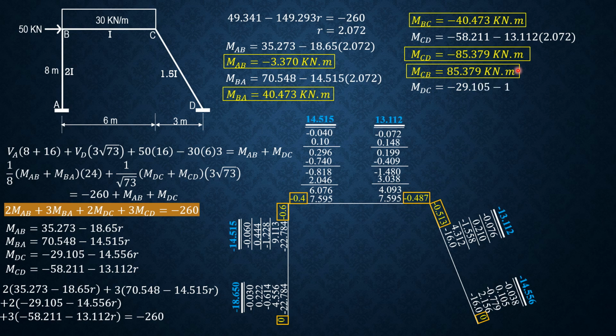Then moment CB is positive 85.379 kilonewton meter. Finally, moment DC is negative 29.105 minus 14.556 times 2.072. So moment DC is equal to negative 59.265 kilonewton meter.